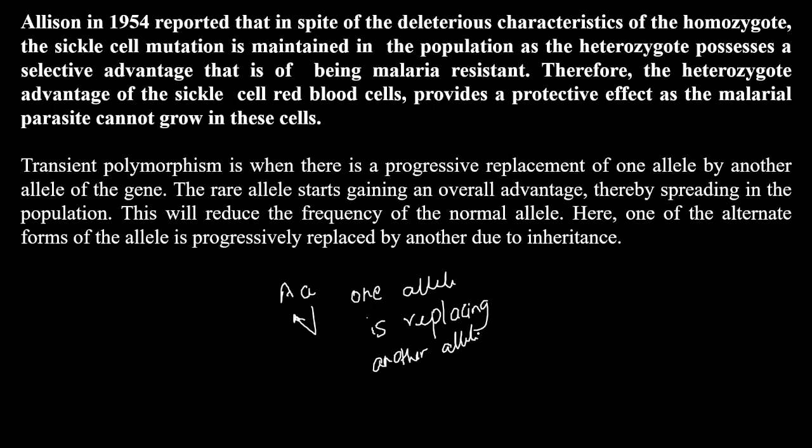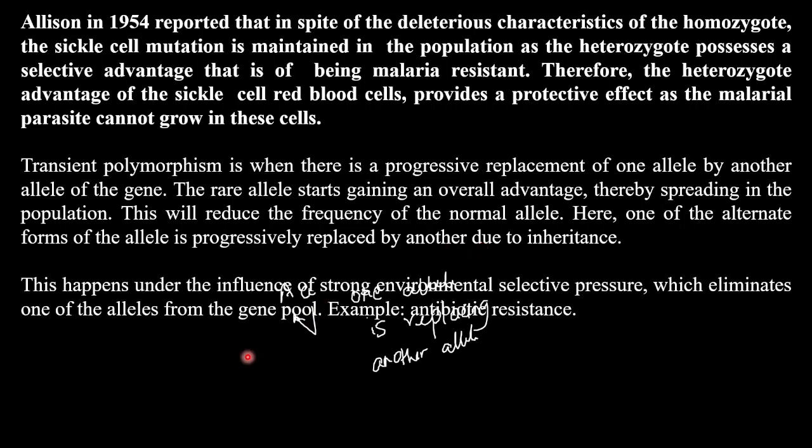So you can see here, in the progressive replacement of one allele by another allele of the gene, the rare allele starts gaining an overall advantage, thereby spreading in the population. This will reduce the frequency of the normal allele. Here, one of the alternate forms of the allele is progressively replaced by the other allele due to inheritance. Now it will pass to the next generation like that.